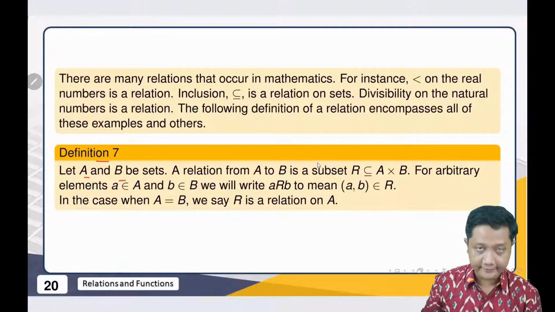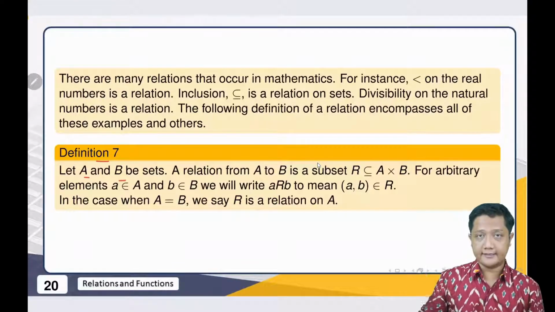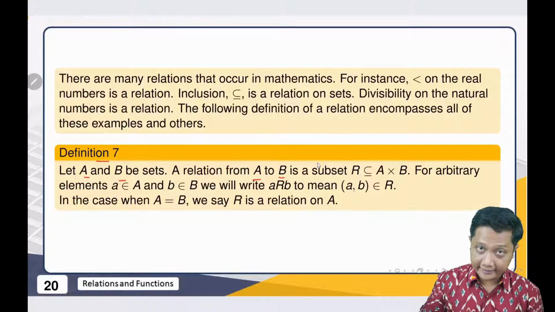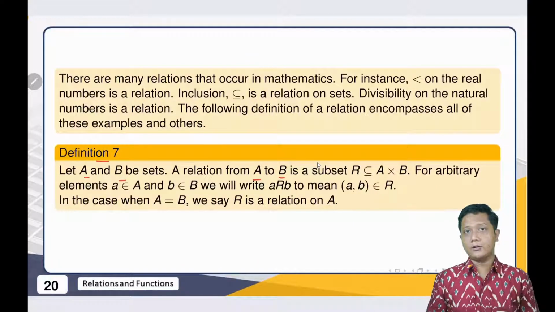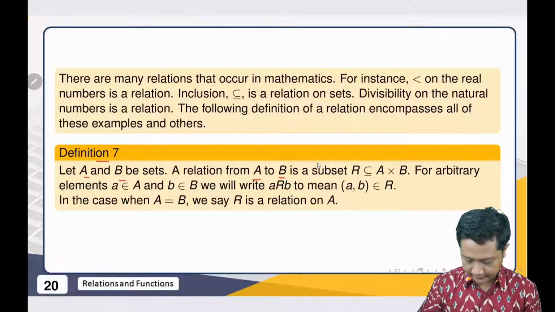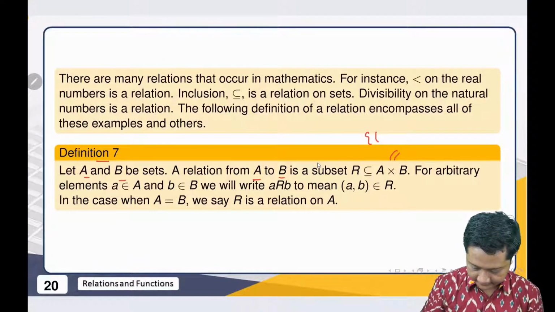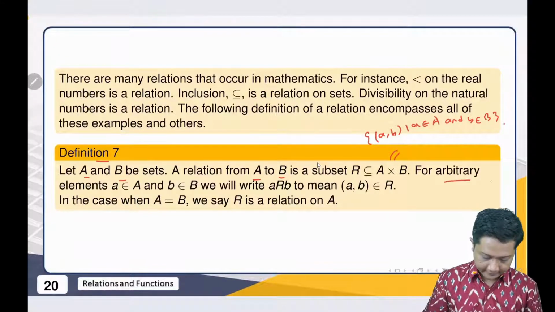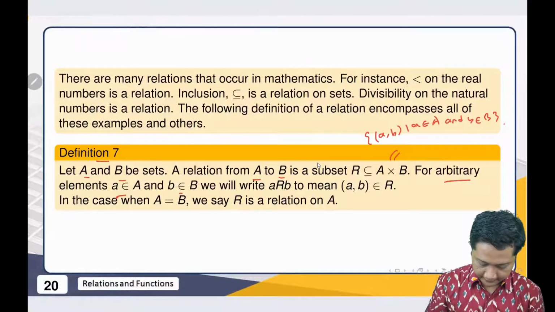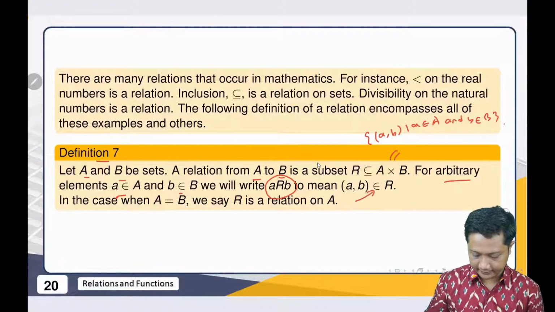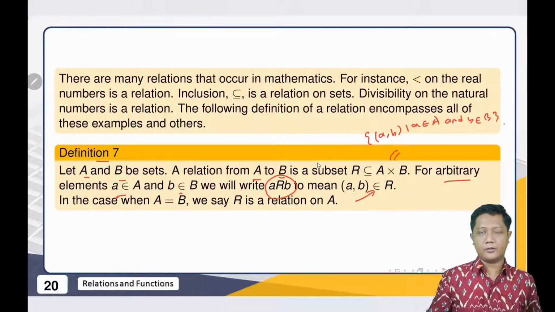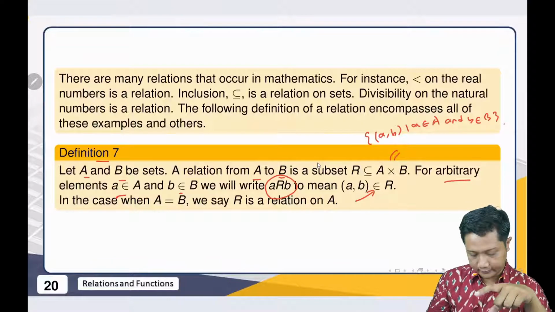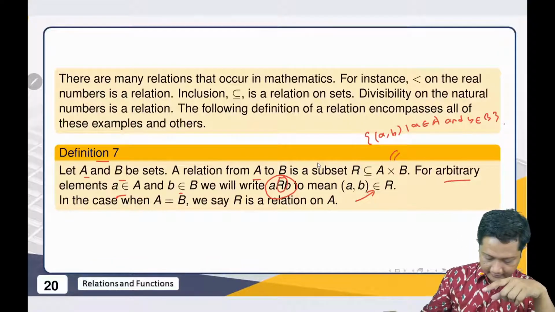If we have two sets, A and B, what is a relation? A relation from A to B is a subset of A cross B. So what is A cross B? It is a set consisting of pairs where the first coordinate is in A and the second coordinate is in B. For arbitrary elements a in A and b in B, we write a R b, which means the pair (a, b) is in R. So we can say a is related to b by this relation R.